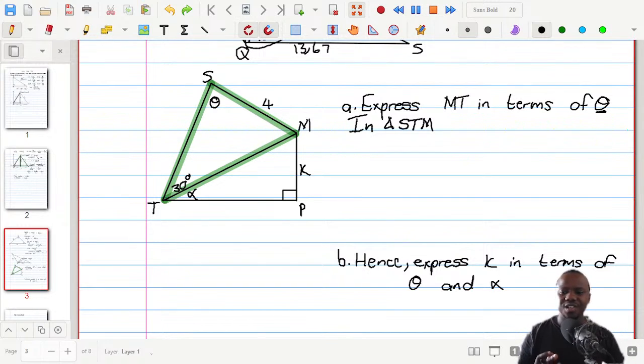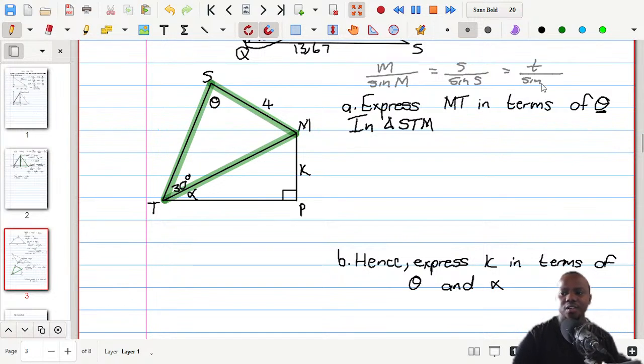What we are interested in is just finding an expression for what the value of MT is. Now, once again, on the side, I am going to write my formula for the sine rule. So I'm going to have m over sine m is equal to s over sine s, which is equal to t over sine t.